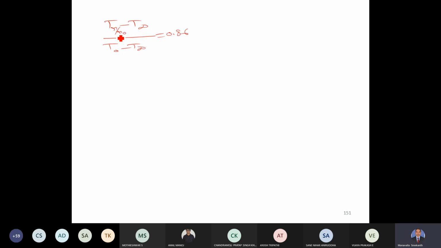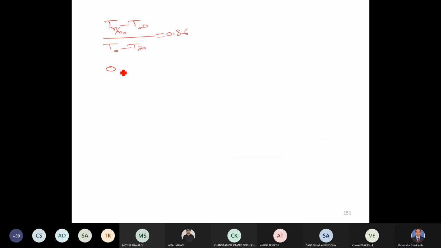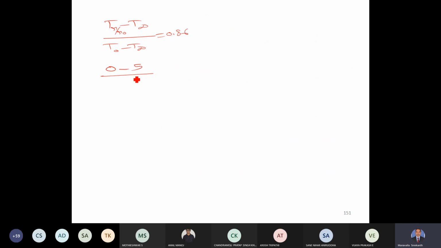So surface temperature, we want it to be 0 degrees Celsius at the surface. Minus T infinity divided by T naught, which is something we don't know. T naught minus 5 is equal to 0.86. From this, calculate the value of T naught. Tell me how much T naught is.